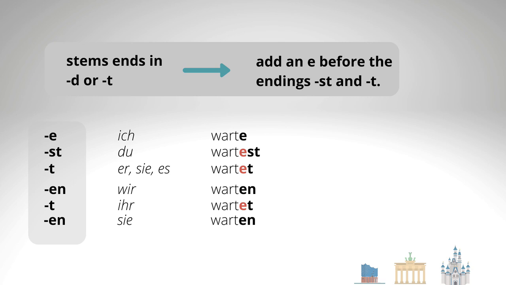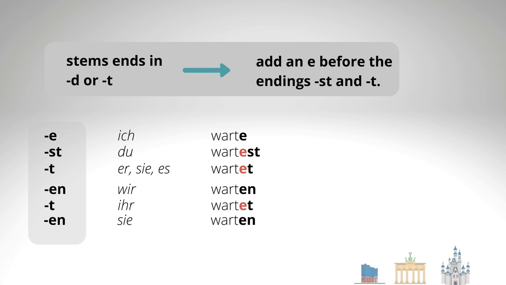Another example would be reden, for example, to talk. Ich rede, du redest, sie es redet, wir reden, ihr redet, sie reden. This verb ends in a D. That's why we use the same endings. And we add the E. Got it? So those are the logical ones.